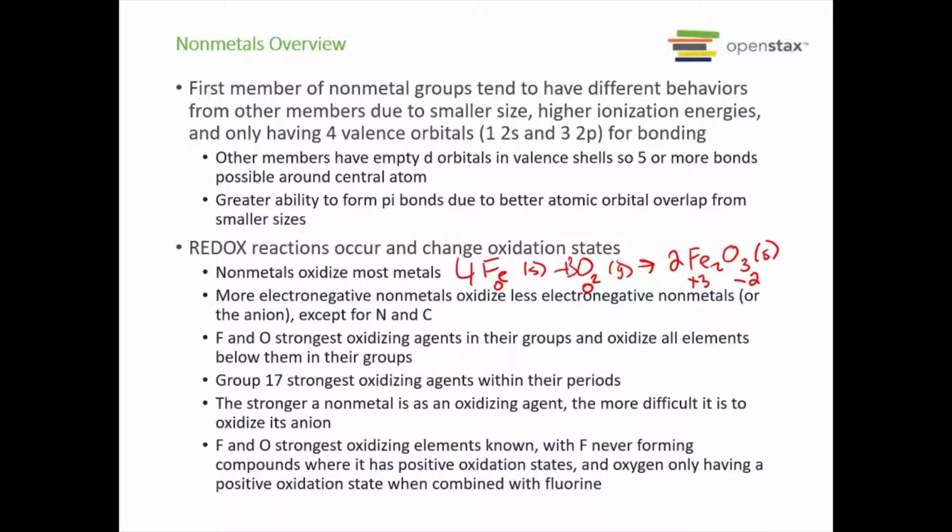So aside from nitrogen and carbon, which are poor oxidizing agents, more electronegative nonmetals are going to oxidize the less electronegative nonmetals, aka an anion. So for instance, let's look at this one, some chlorine, Cl2, so that means it has an oxidation state of 0, and it's reacting with I-, so it's a -1 oxidation state. It is going to give us I2, which now has a 0 oxidation state, and 2 Cl-.